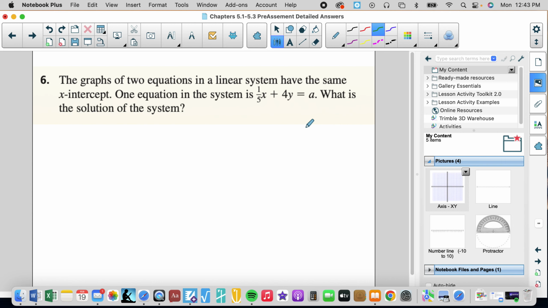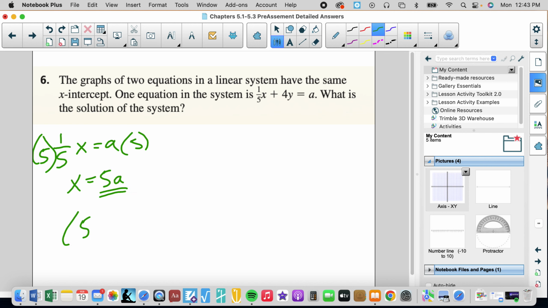That's why. The graphs of two equations in a linear system have the same x-intercept. One equation in the system is blah, blah, blah. So what is the solution to the system? Well, the x-intercept is going to be, if we use the cover-up method, we'd solve for x equals 5a. So the coordinate would be 5a comma 0, because you're plugging in 0 for y and getting that.